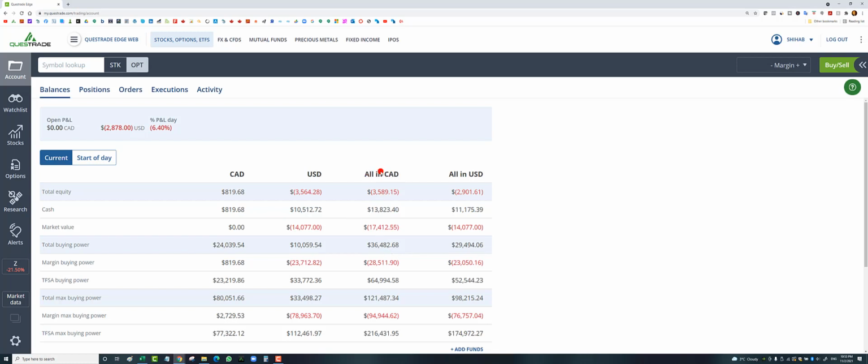You can look at either or one of the combined columns. So when you're looking at the buying power, you can look at either all in Canadian or all in USD. Just a side note, if you want to know if you're paying interest or not, then you have to look at the individual columns, either Canadian or USD, and you have to look at the cash line. And the cash line, if it's negative, then you'll be paying interest. If it's positive, then there's no interest.